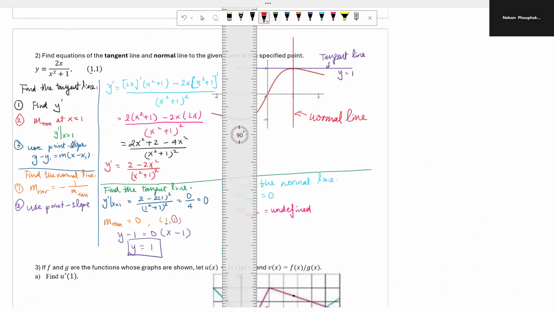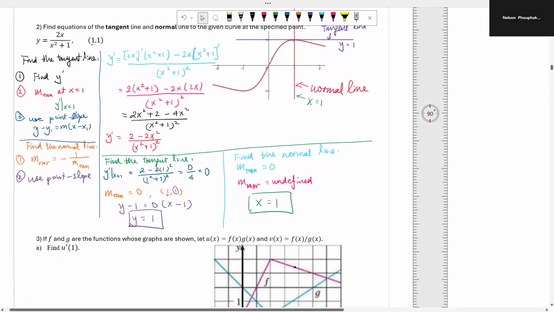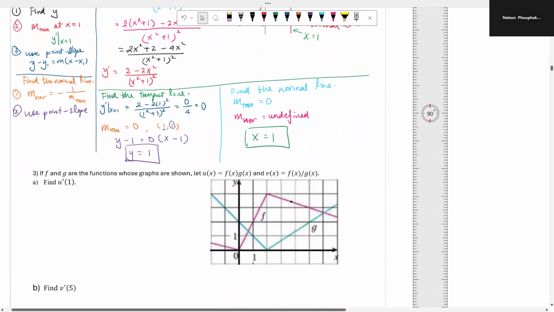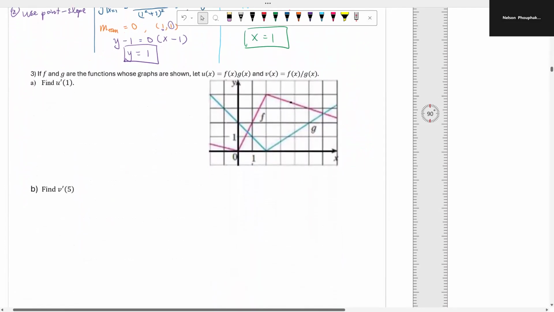So in this case, my normal line is what? x is equal to 1, isn't it? So then this is my normal line. Okay, so this is kind of like a special case, okay? Then now, let's see how we actually work out the next two problems.